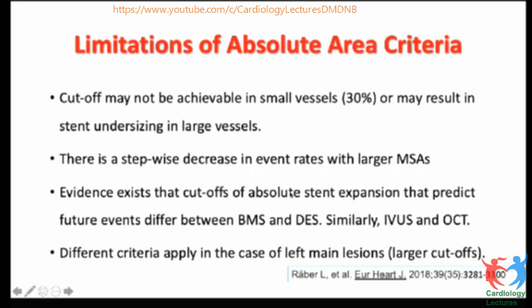And evidence exists for cutoff for absolute stent expansion that predict future events. It differs between bare metal stent and drug-eluting stent. It is much higher for bare metal stent, smaller for drug-eluting stent, and bigger for IVUS and smaller for OCT. So there's a lot of variation in the areas. And you have to apply different criteria in case of left main, even though there's no criteria for OCT. For IVUS, you have to apply different criteria than for OCT. So these are the various problems with the absolute area criteria.